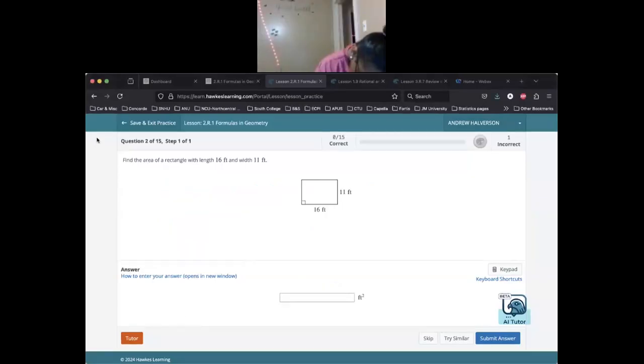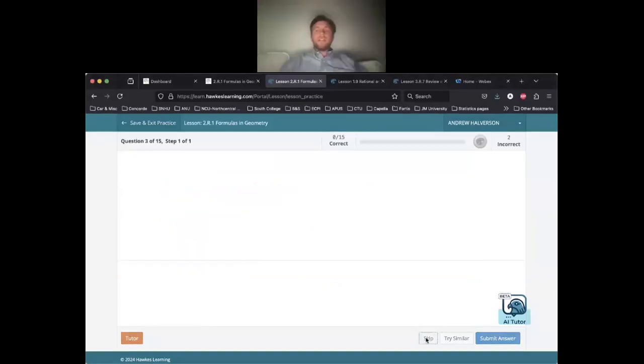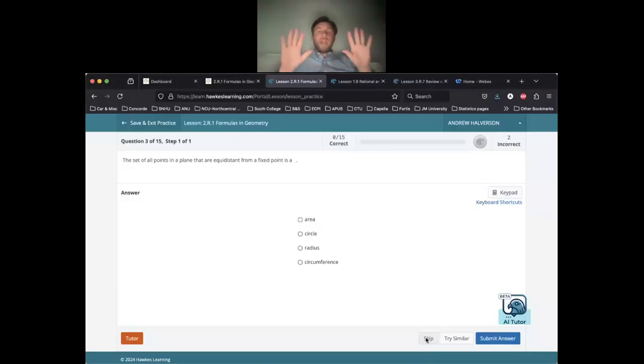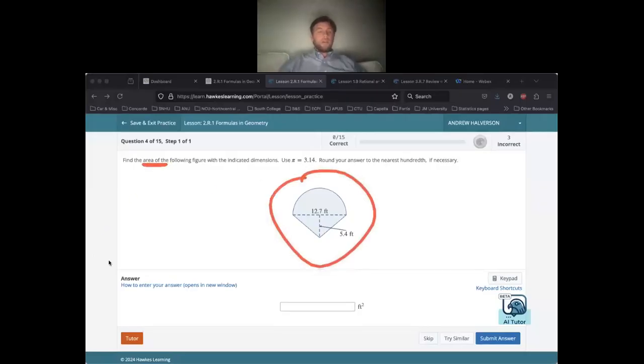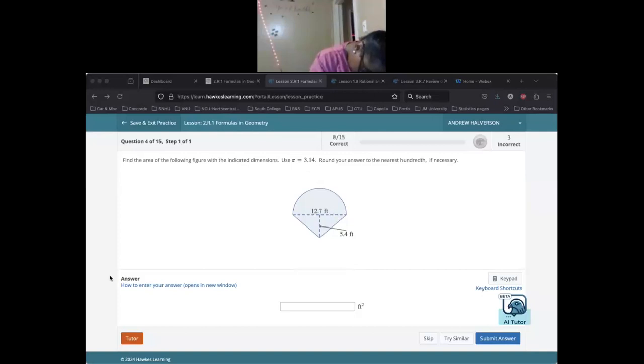So hopefully you're seeing the trick here is identifying the shape and which formula you need for that shape, because every shape has its own formula. The area of a square or a rectangle is different from the area of a triangle. So you have to know what shape you're dealing with. So here, what are we doing? We want to find the area of this entire figure. Before we dive into it, what's the figure?